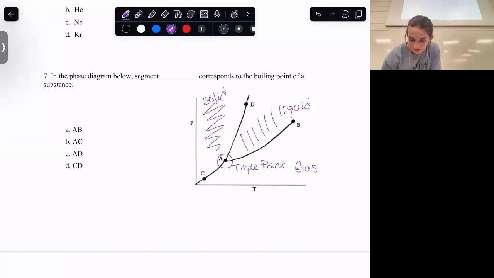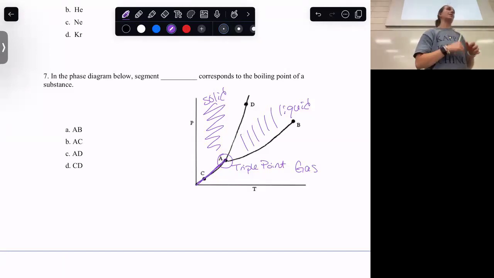Alrighty, so if we're on this CA line here, what does that represent? Or if we're on any of the lines, what does that represent? The difference between solid and gas. Yep, and so what do we call that? Sublimation. And so what is sublimation an example of? Dry ice to carbon dioxide. Yep, so that's one of them.